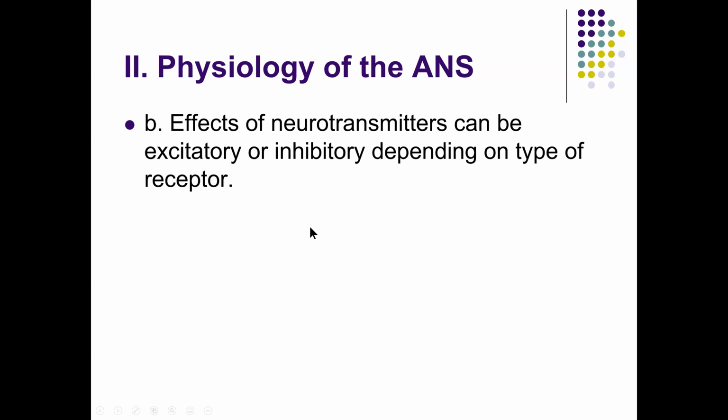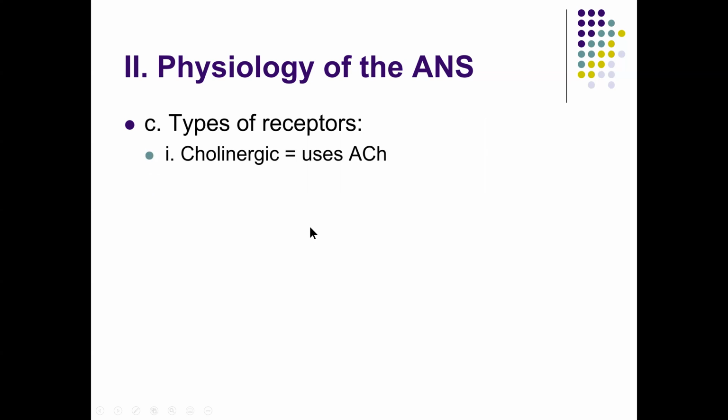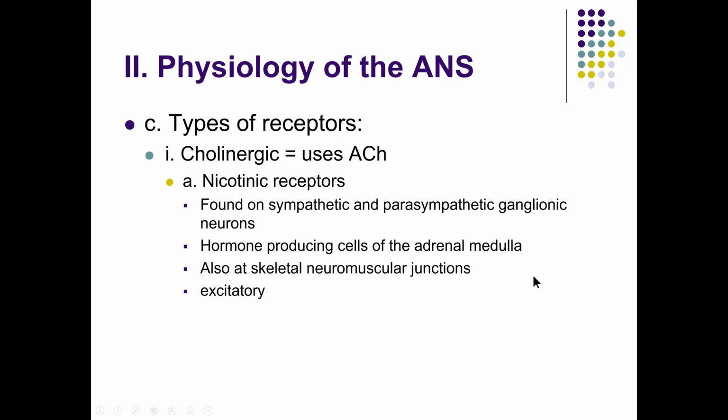Excitatory and inhibitory, depending on the type of the receptor. Types of receptors. Cholinergic receptors use acetylcholine, okay? Cholinergic receptors use acetylcholine. Well, that's fairly easy to remember. There are some different types of receptors. The first one we'll talk about is the nicotinic receptors.